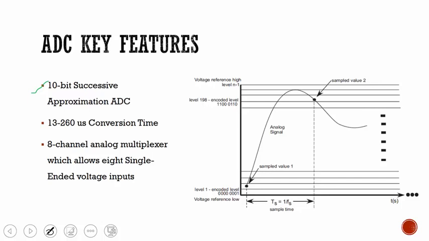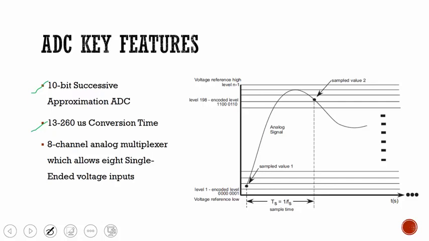ADC module. Now, what is successive approximation ADC? Just take it as a technique of performing the ADC operation. There are various techniques available. We are not going to go into the details here, as I believe you will probably cover that in some other module. For now, just take it that successive approximation is just one of the techniques that can be used to perform ADC operation. This module can perform the conversion within a time span of 13 to 260 microseconds.